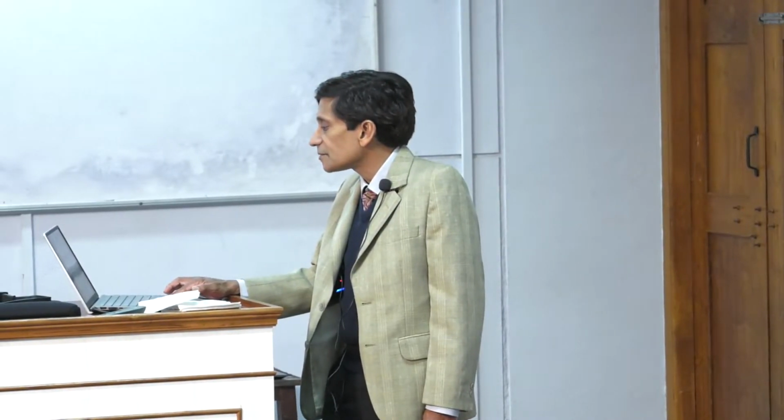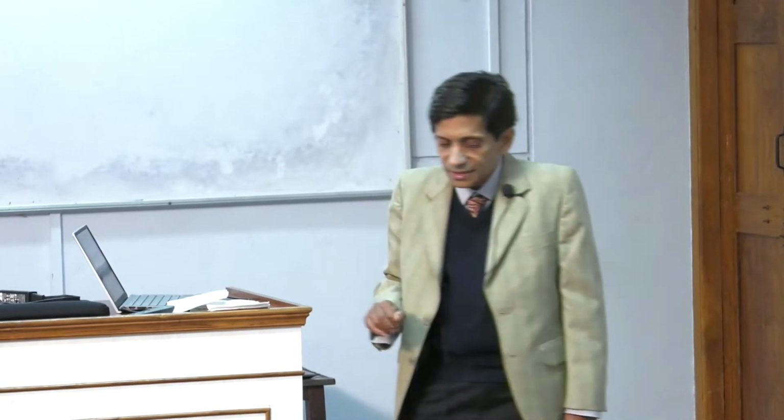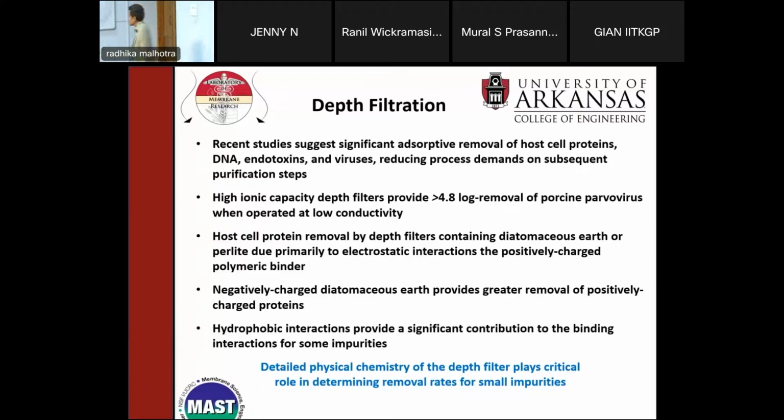Okay? High ionic capacity depth filters provide 4.8 log removal of porcine parvovirus when operated at low conductivity. It turns out that virus clearance is often very tricky. We'll talk about that more as we talk about virus filtration membranes. Porcine parvovirus is one of the viruses used to validate virus clearance. So I told you there are retroviruses that are produced by cells.